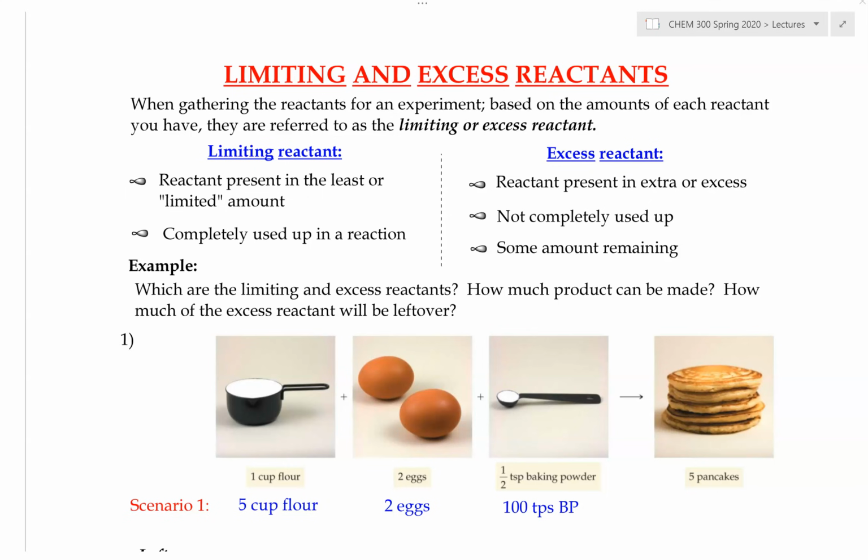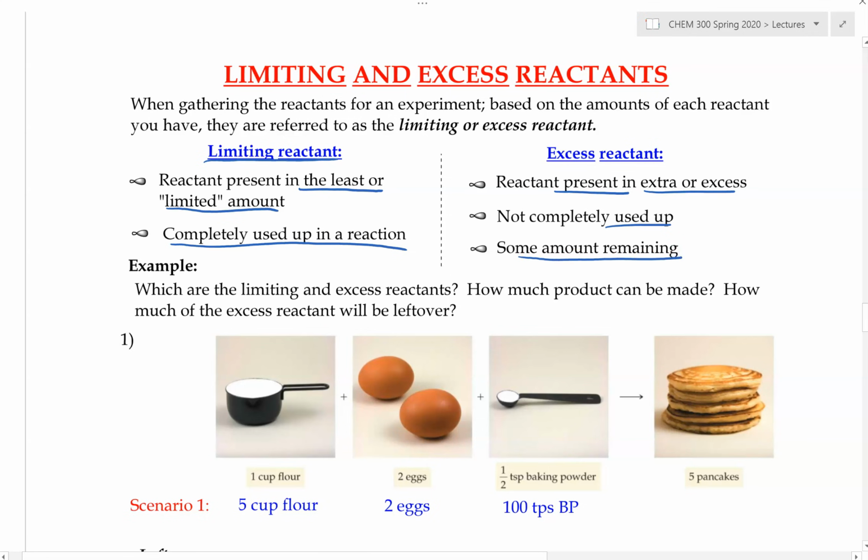The limiting reactant is basically the reactant that is present in the least or limited amount in a chemical reaction. Because it is present in a limited amount, it will be completely consumed at the end of the chemical reaction. Versus the excess reactant is the reactant that is present in excess or extra. Because it is present in extra, it will not be completely used up by the end of the reaction, and therefore there will be some amount remaining at the end of the reaction.